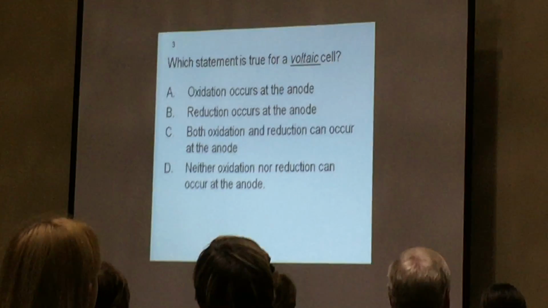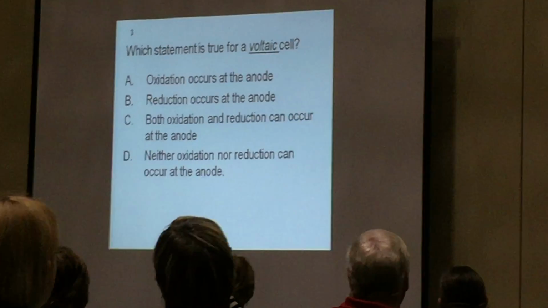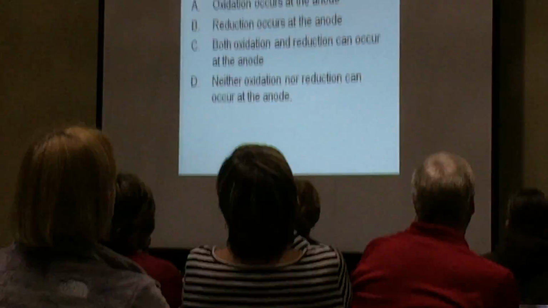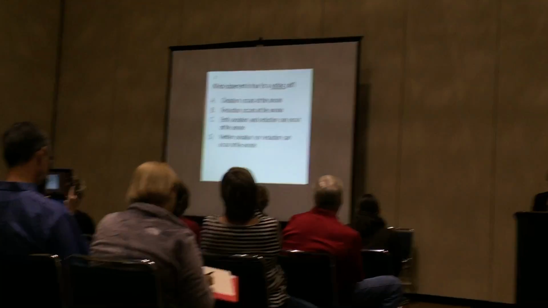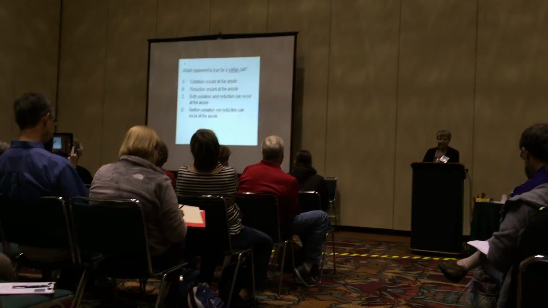What statement is true for a voltaic cell? I'll just tell you all that in any kind of cell, oxidation always occurs at the anode. Always, always, always. And reduction occurs at the cathode, so it doesn't make any difference what kind of cell it is.